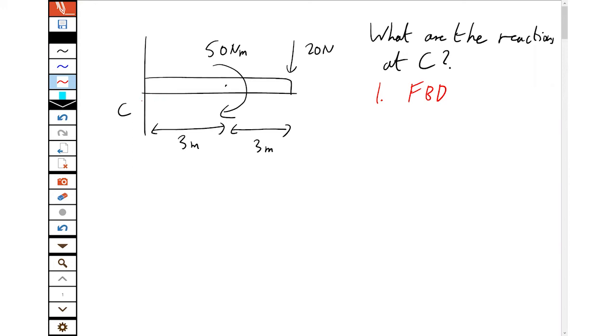It can't move left or right, so there's a horizontal reaction. It can't move up or down, so there's a vertical reaction. And it can't rotate, so there's a moment reaction. And we assume all of our reactions are in the positive directions. So we draw our little convention to remind ourselves.